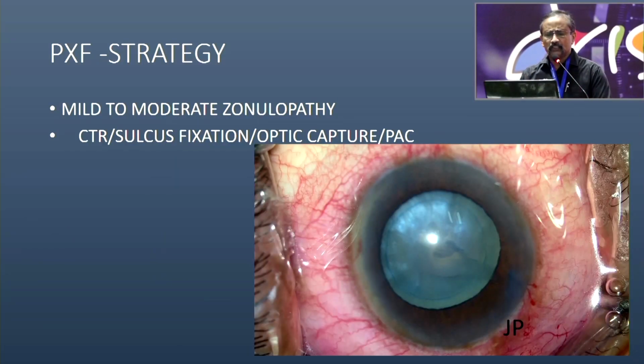In pseudo-exfoliation, my strategy is, in mild to moderate zonulopathy in pseudo-exfoliation, I always, after cataract surgery with support, introduce a CTR, and then I put in a 3-piece IOL into the sulcus and get an optic capture. And then I put a small hole in the periphery, which I call a peripheral anterior capsulotomy, to prevent a capsular distension syndrome.